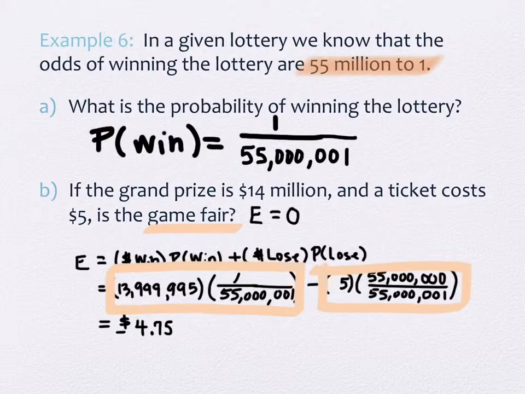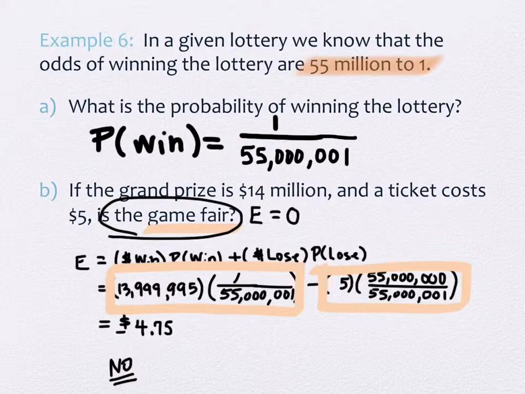So the first thing that we're going to address is answering the question of, is the game fair? No, the game is not fair. So this is saying that if you bought enough tickets, right? If you bought enough tickets, that you would expect on average to lose $4.75 per ticket. Does that make sense? Okay.